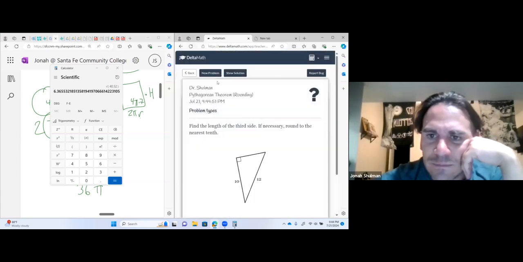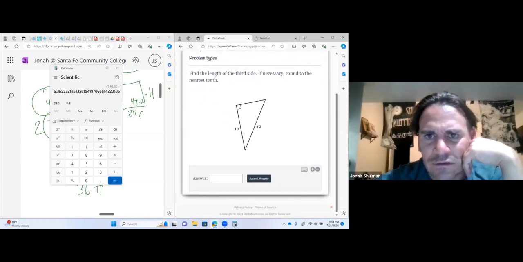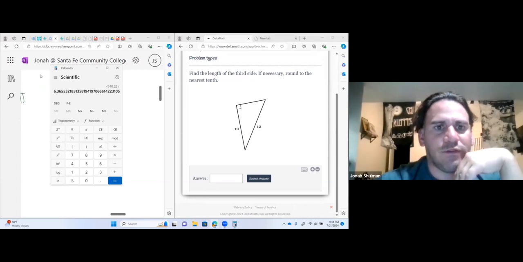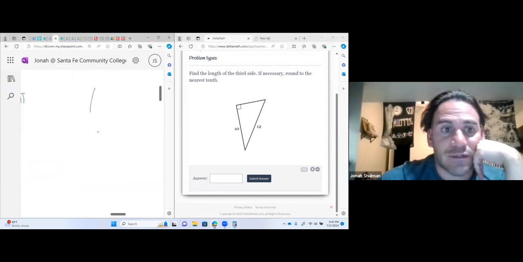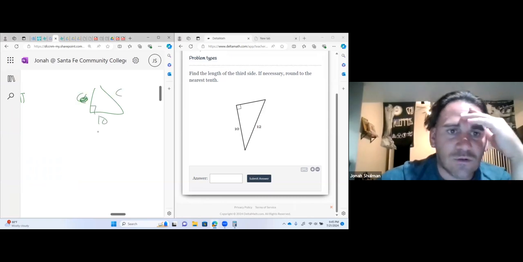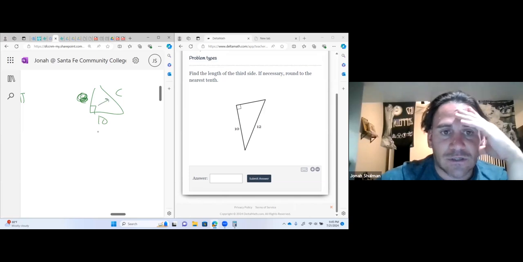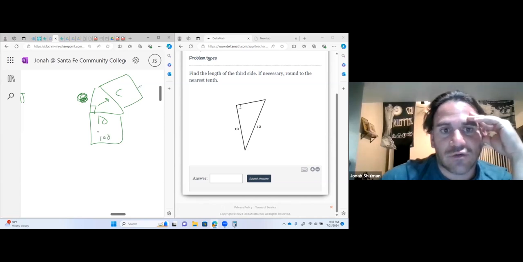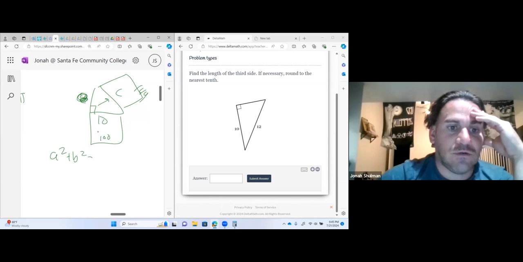All right, let's do a Pythag with rounding. So here we go. More Pythagorean theorem. I just thought you're going to need a bunch of it. So here's 10, and C is always the one that's opposite this. So don't be afraid to draw the boxes in for your students. So there's your 100. There's your 144. A squared plus B squared equals C squared.